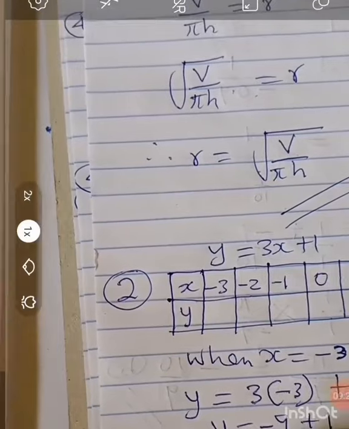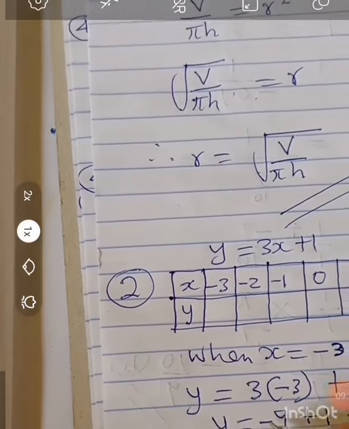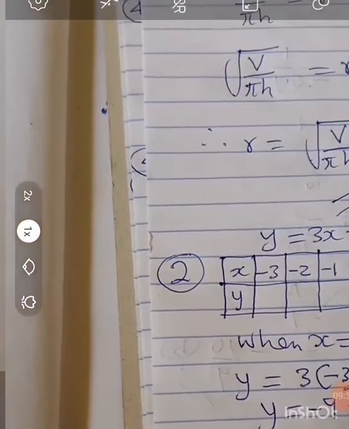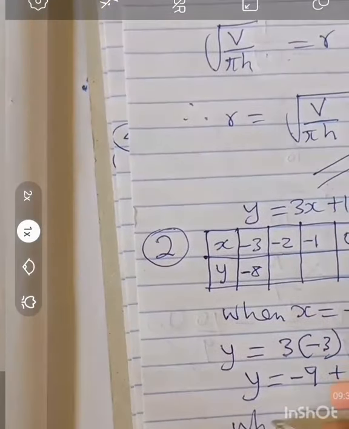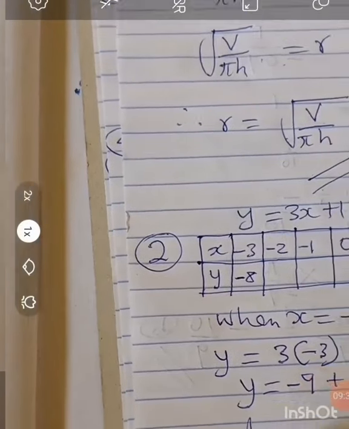Minus is minus, so 9 minus 1 is 8. The highest number is minus, so I attach that. So -8. I'll quickly put that -8 before I forget. Go to the next one. Please make sure you write this information.